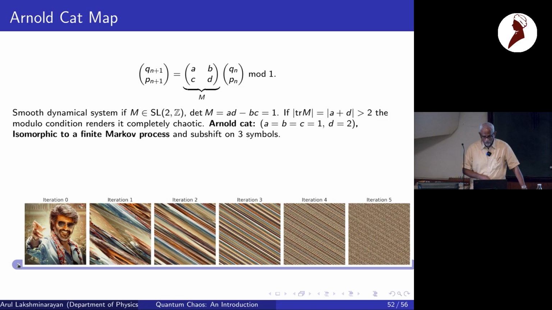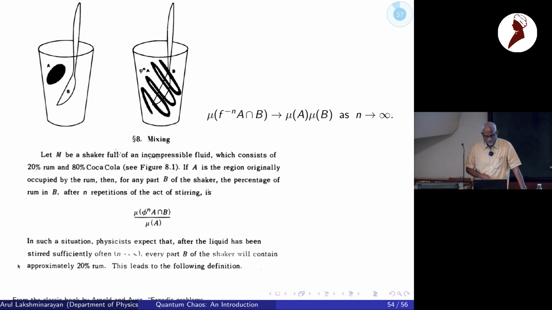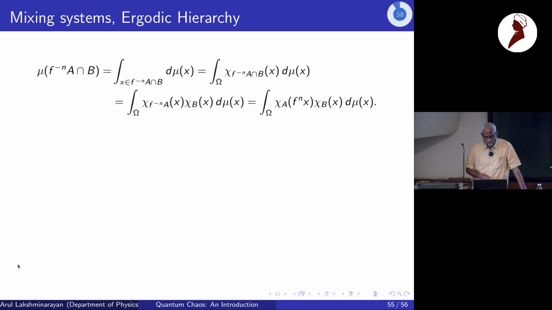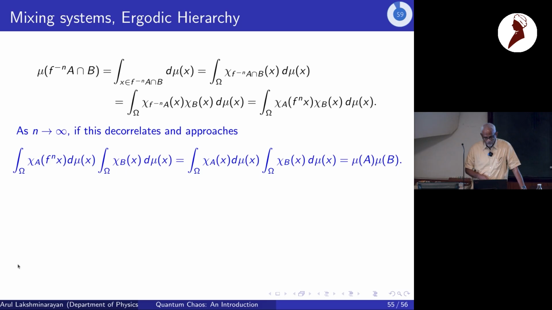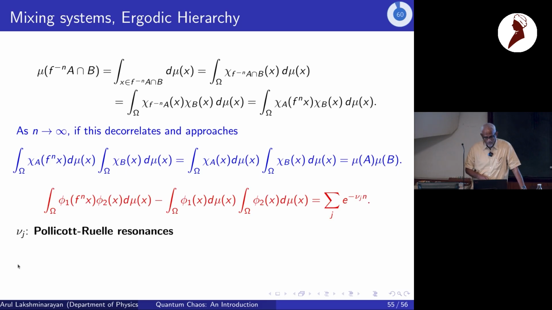Okay, so mixing, I've already described that. So you can go from this. What does mixing imply for correlation functions? If you take any function on a phase space, phi 1 and phi 2, let's say, are two functions on phase space. You evolve one of these functions.